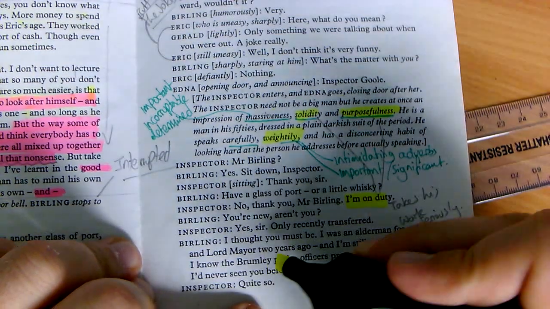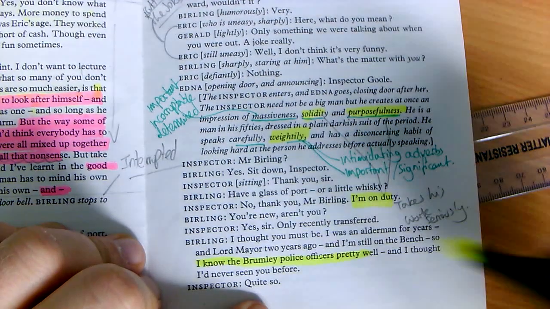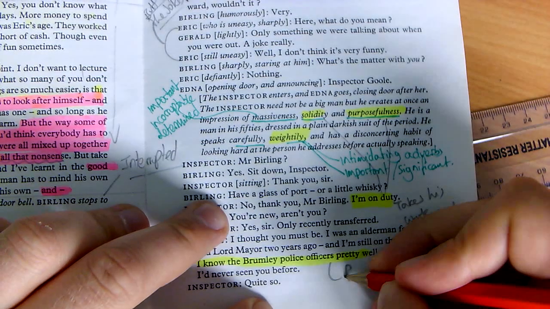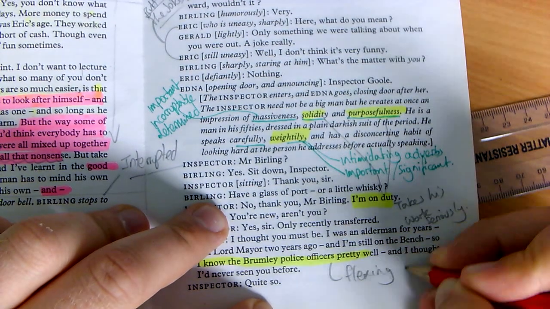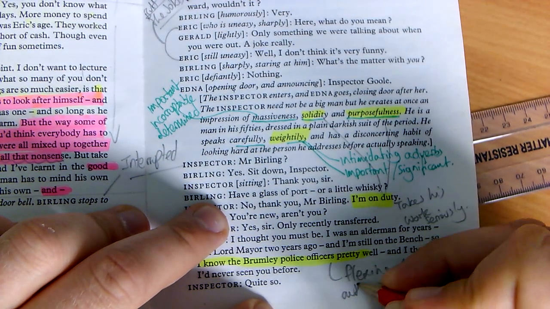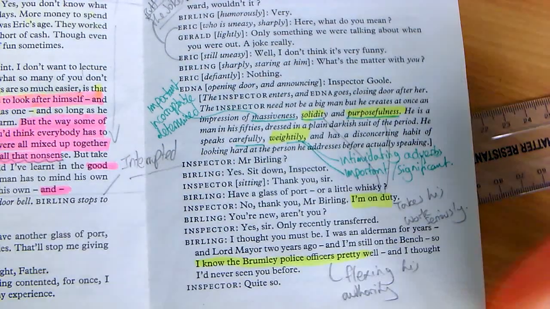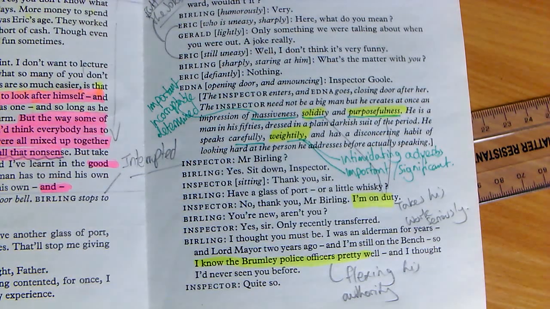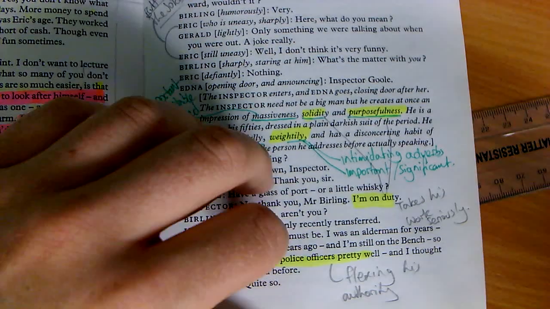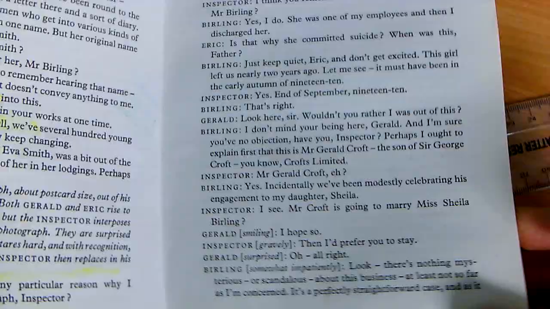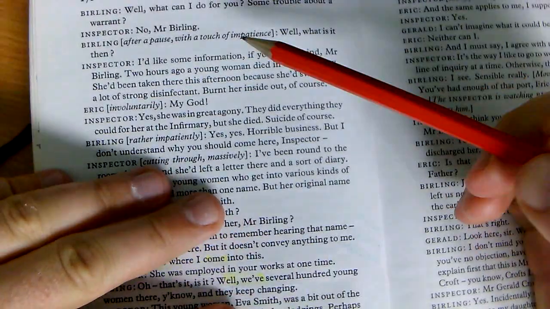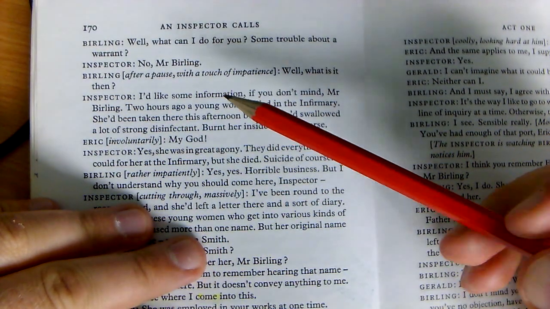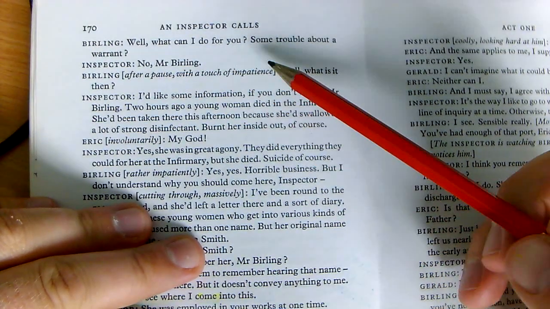What you see over the next couple of pages is Mr. Birling flexing his authority. He's saying, as we've seen on the previous pages, that he's an important man, and not somebody to be messed with or taken lightly. In a passive-aggressive way, he's threatening the inspector and saying, just to let you know, I'm very important.